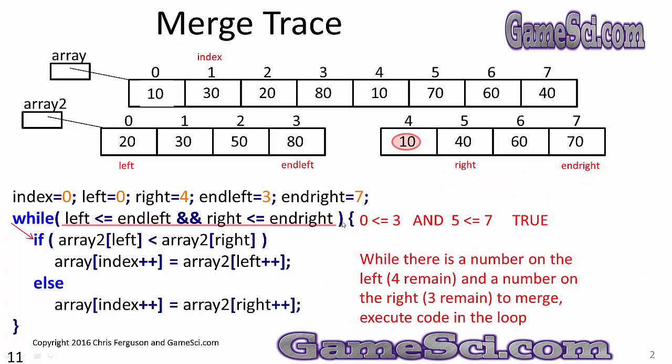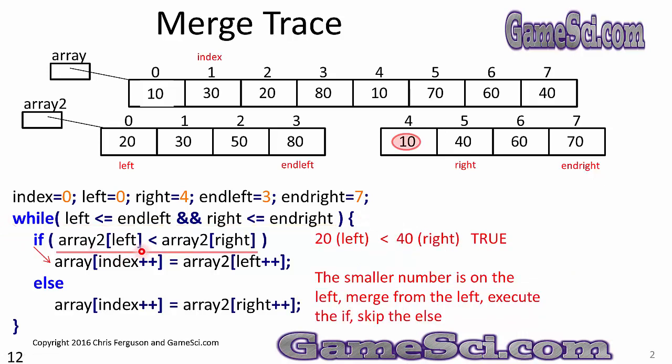We'll come back up to our while loop. Left, which is still 0, is less than or equal to 3. Right, which is now 5, is still less than or equal to 7. So this whole statement is still true. We have plenty of numbers on the left. We have plenty of numbers on the right to merge. This is going to be a true statement, and we're going to go back to our if statement. While there is a number on the left, and there are 4 of them, and a number on the right, there are 3 left to merge, we're going to execute the code in the loop, and that's what this arrow is showing you.